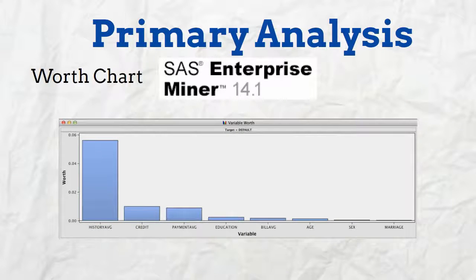The stat_explore node produced a worth chart that shows how good each independent variable is at explaining default. According to this chart, history average is by far the most explanatory, then credit and payment average are decently explanatory, education, bill average, and age are slightly explanatory, then sex and marriage are not really explanatory. It's important to note that this worth chart is not a replacement for an actual model.